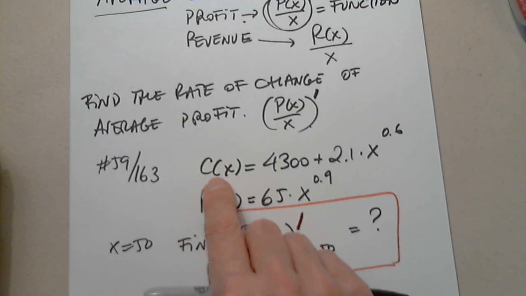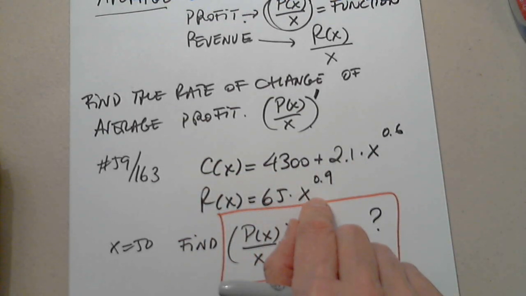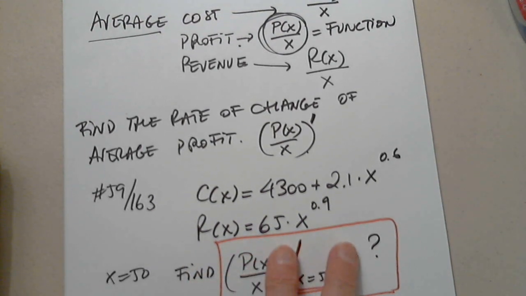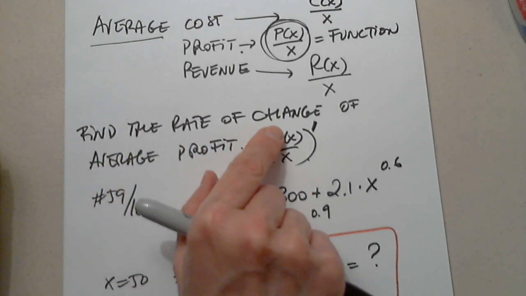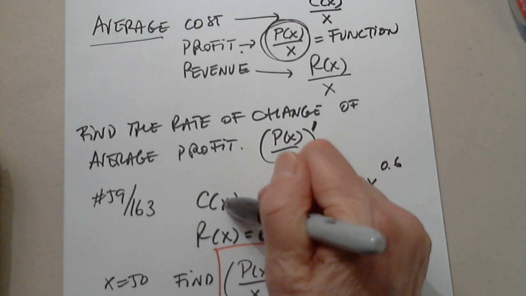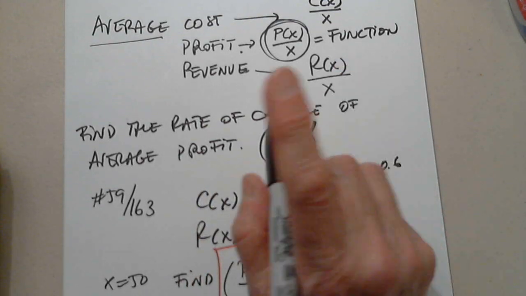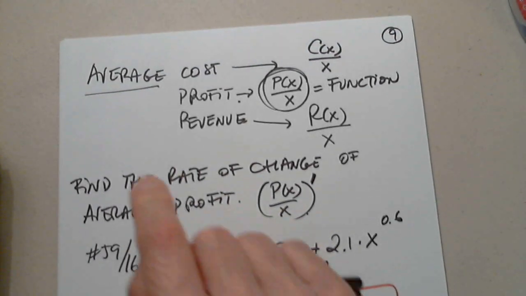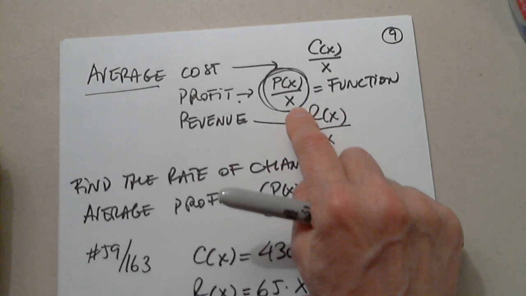So we are given the total cost function. We are given the total revenue function. And the question is loaded with a lot of stuff. It says, find the rate of change of average profit. Not the rate of change of cost, not the rate of change of revenue, not the rate of change of profit. No, the rate of change of average profit. Average profit is this function, profit over the number of units.